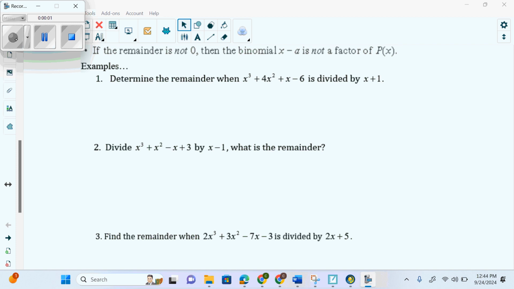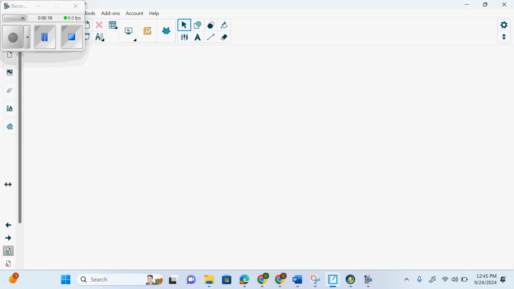First example is x cubed plus 4x squared plus x minus 6 divided by x plus 1. Now, I want to show you how doing long division, I can get a remainder, so that when we do remainder theorem, you believe me. Now, you don't have to. We're only going to do long division once. After that, we're going to do synthetic division because it's just easier. But this is what we have here.